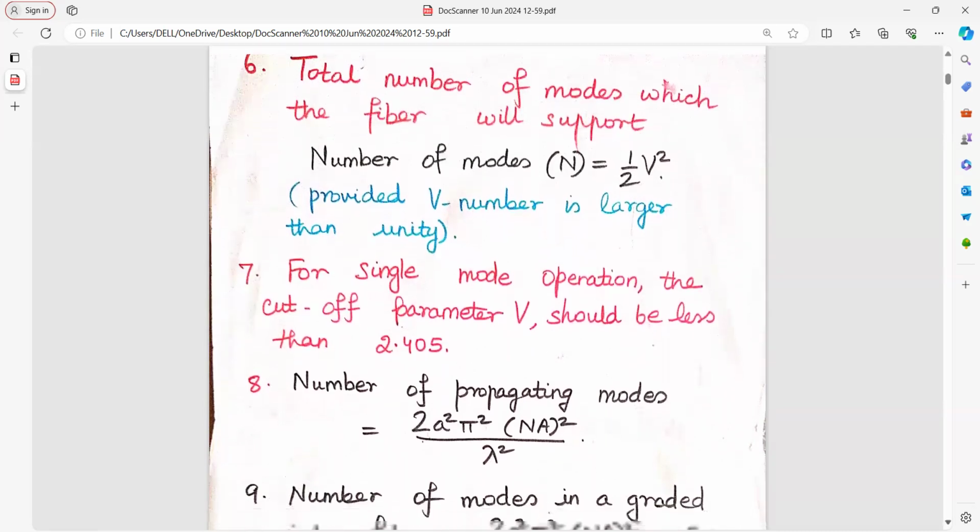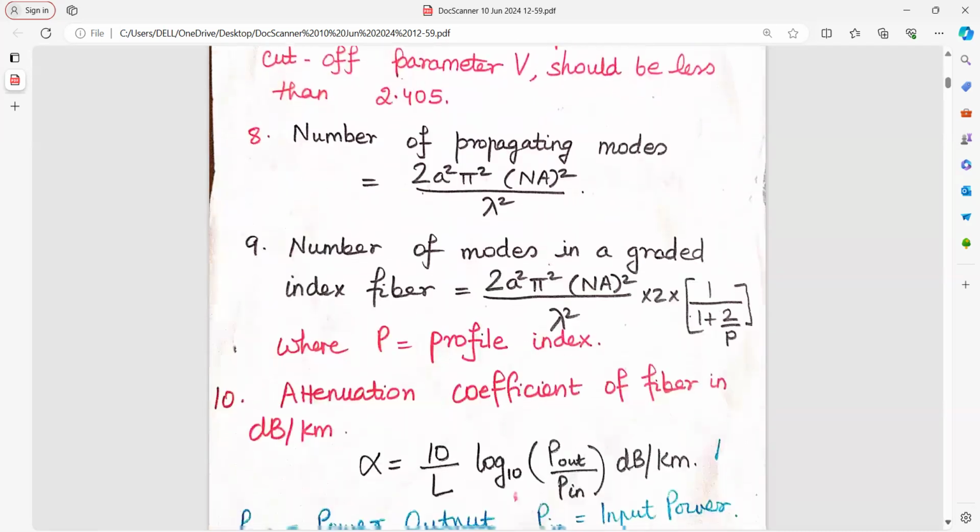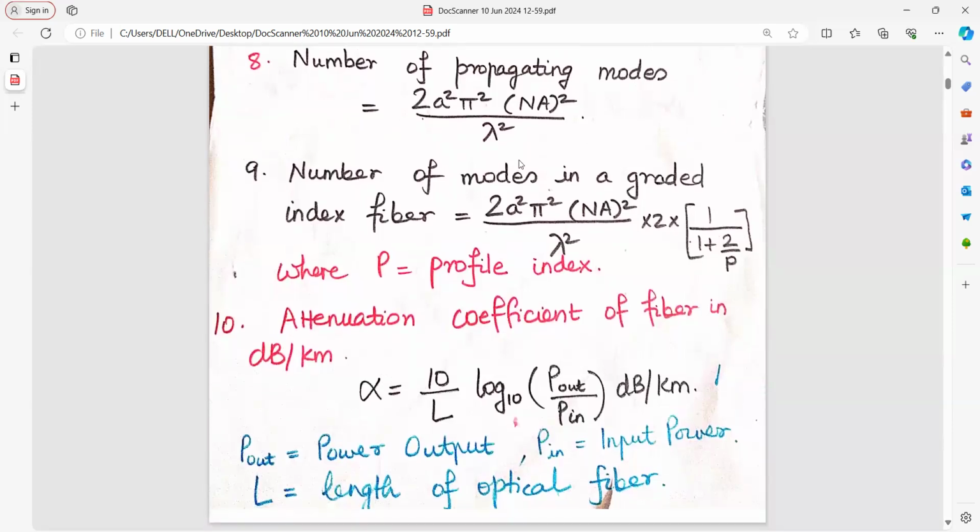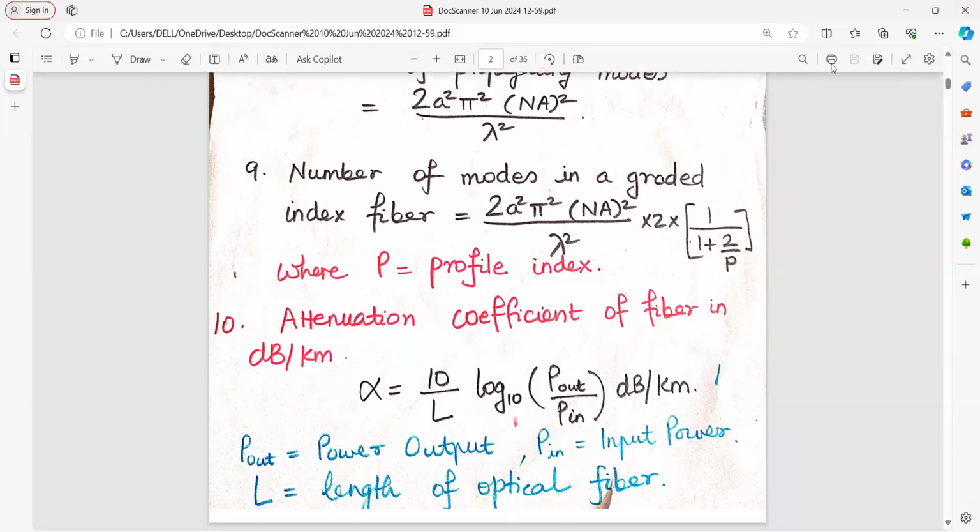Number of propagating modes is equal to 2a square pi square Na whole square upon lambda square. Number of modes in the graded index fiber is equal to 2a square pi square Na square upon lambda square into 2 into 1 upon 1 plus 2 by P, where P is profile index.